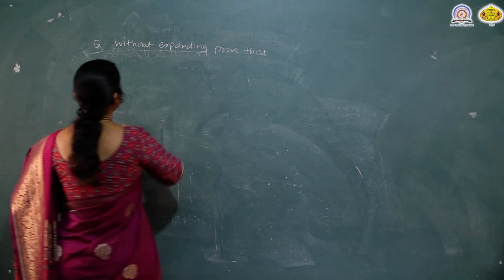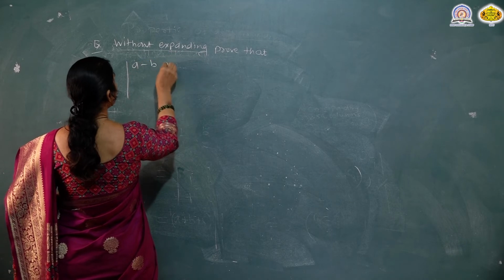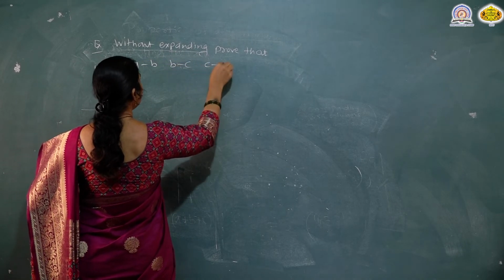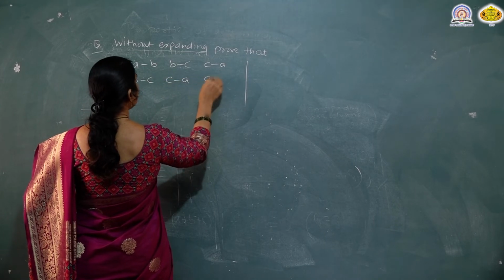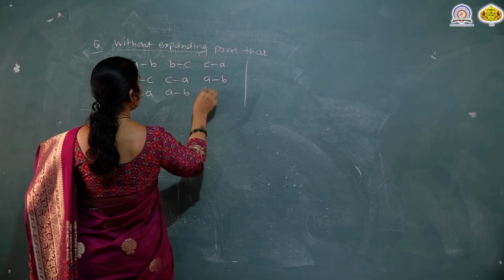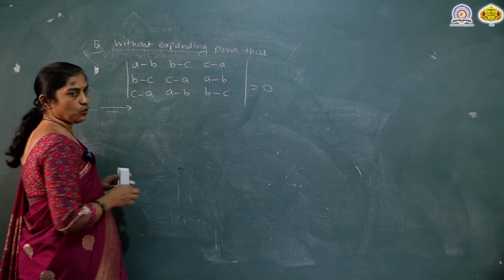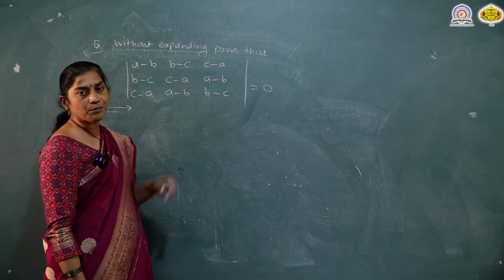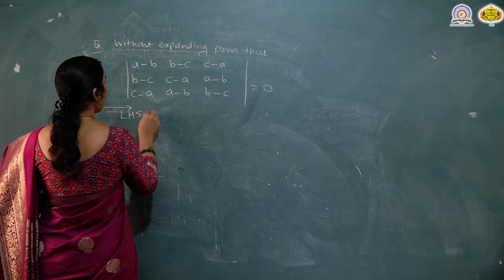Consider one more example. Without expanding, show that the determinant with rows A minus B, B minus C, C minus A; B minus C, C minus A, A minus B; C minus A, A minus B, B minus C is 0. Suppose we want to show that the value of this determinant is 0. So start with LHS and use the properties.